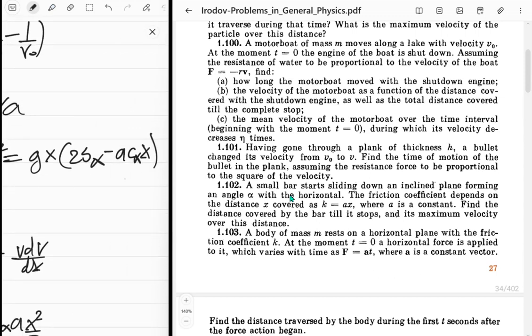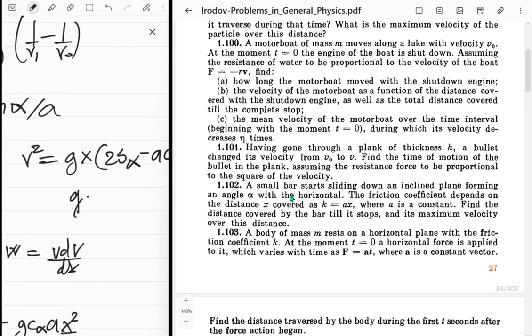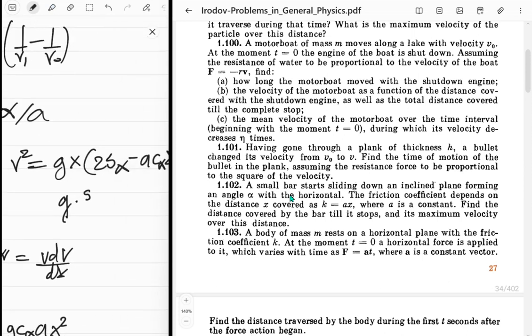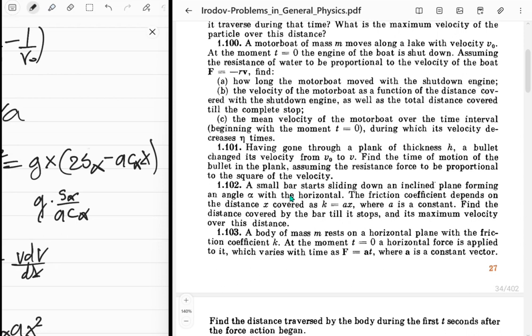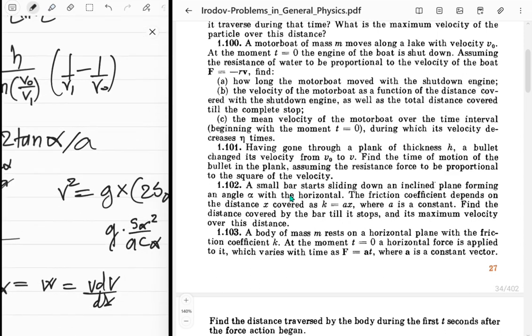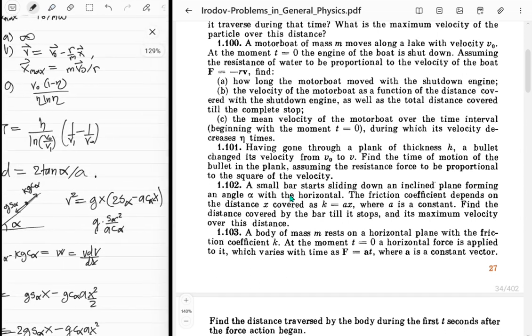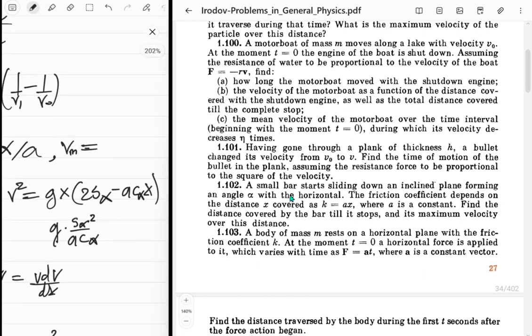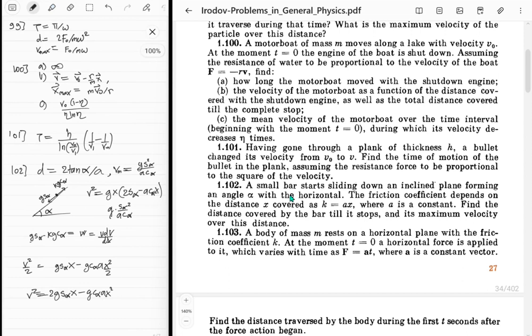So putting that in here, we just get g times a cosine alpha. Then what's here is just going to be sine alpha, so sine squared alpha. There we go. It's got what the distance is and what's the maximum velocity. That will be this quantity, right? So it's g sine squared alpha upon a cosine alpha. Cool. This is done. Next question.